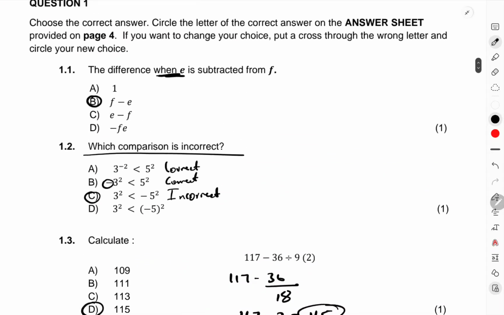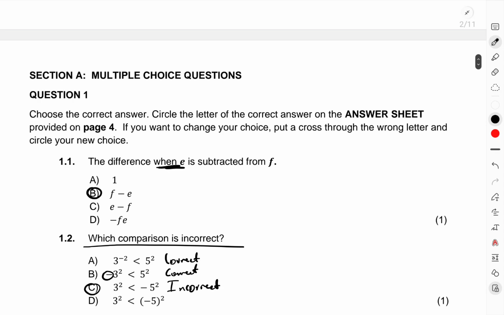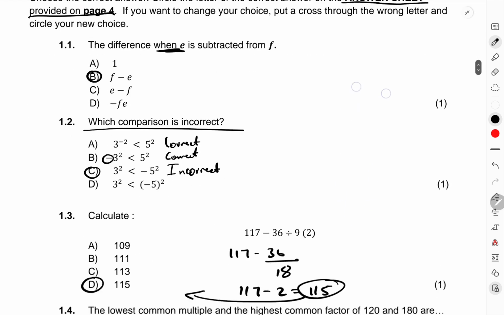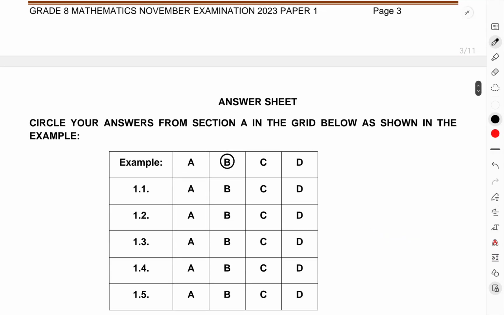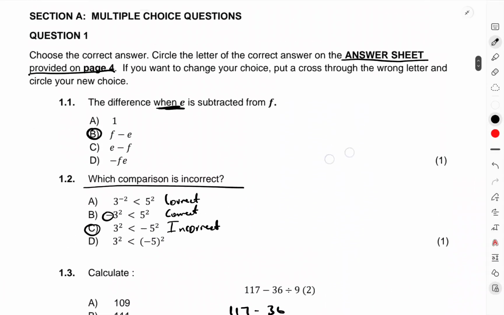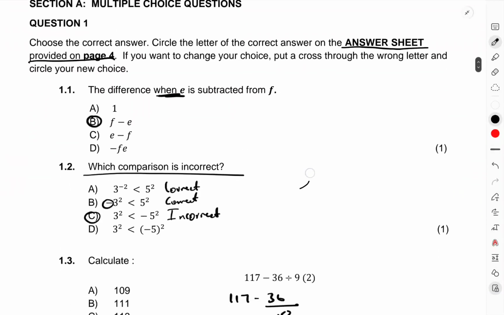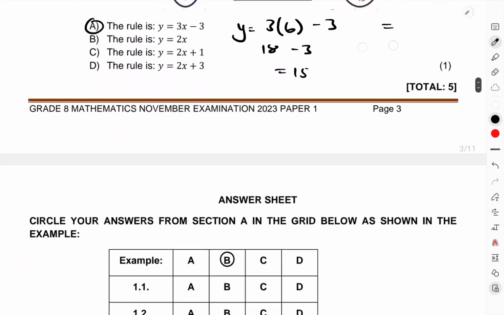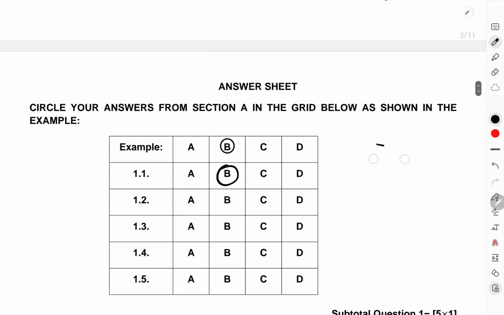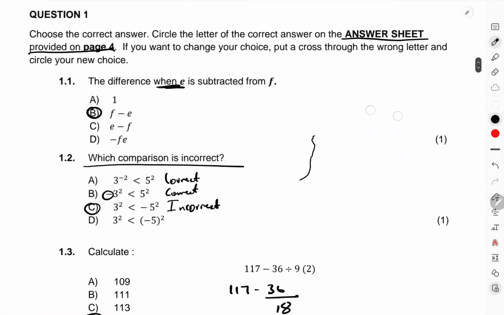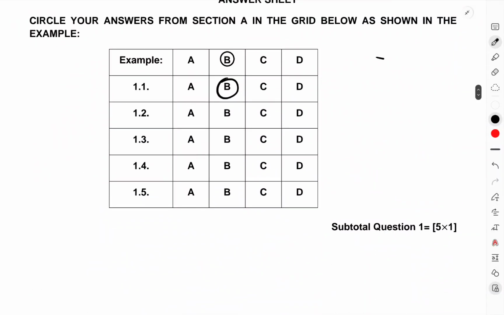But then when we go back to our statement, it says provide the answers on the answer sheet. It means I should not circle the options here, but rather I should circle my answers on the answer sheet that is provided here. Now I will go back. For 1.1, what was our answer? It was letter B. It means I'm going to come here, then I circle B as my option. Then for 1.2, what was my option? It was C, meaning I'm going to go to this paper, circle option C.